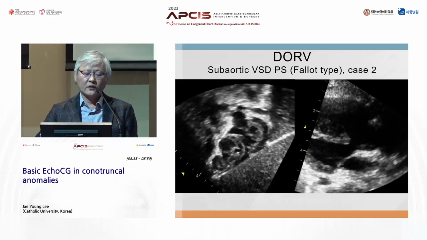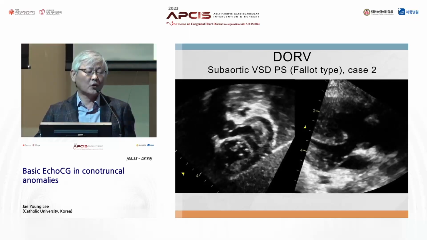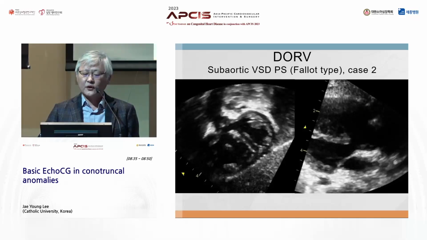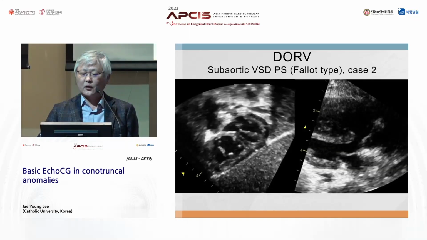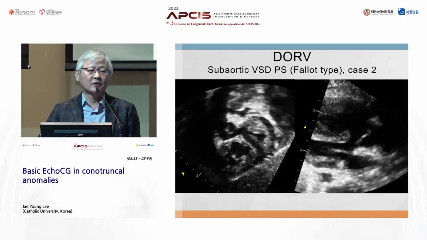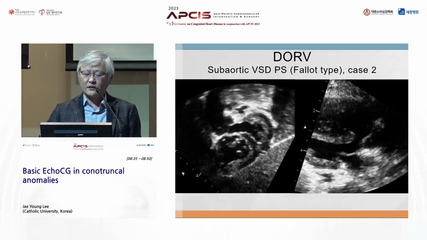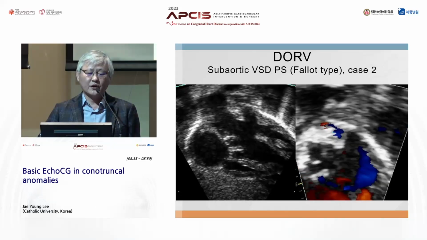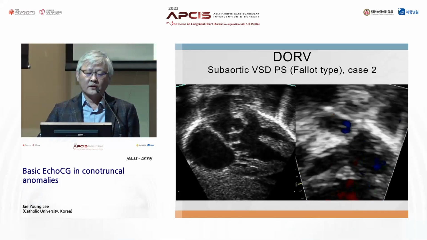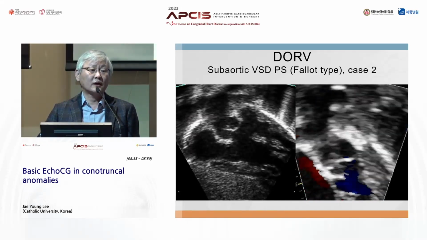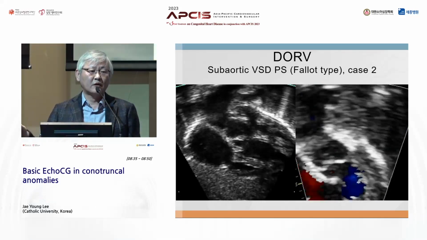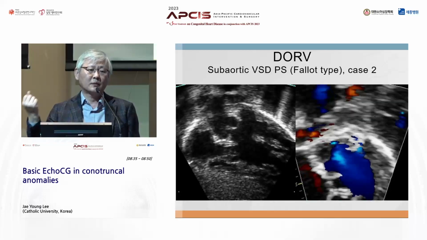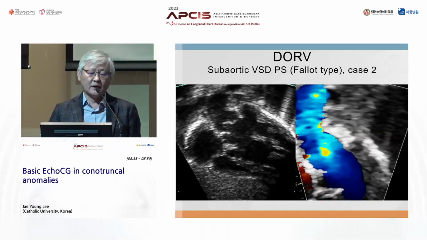Another case is also DORV, the aorta is attached to the RV. And again, the long axis view shows the aorta is attached to mostly the right ventricle here. And the RAO view shows the RV outflow tract. In this case, also there is no conal septum. Tetralogy Fallot type DORV with doubly committed VSD or subarterial VSD in this case.